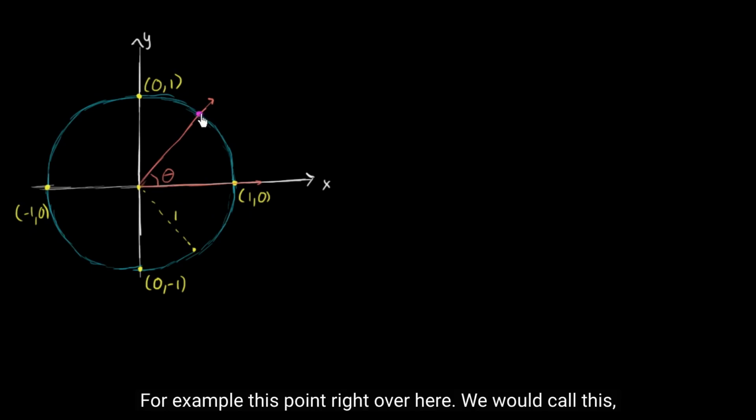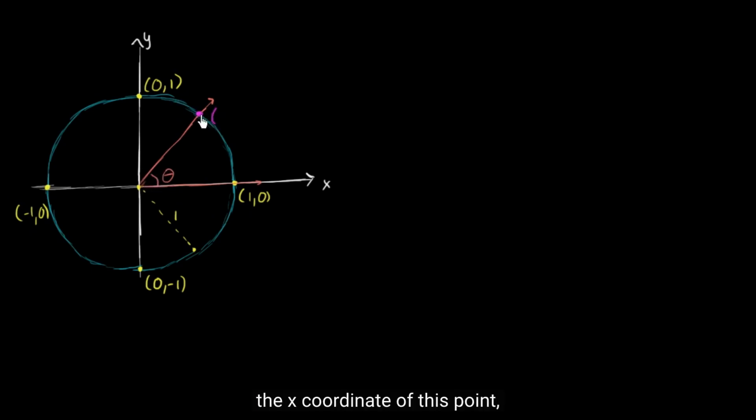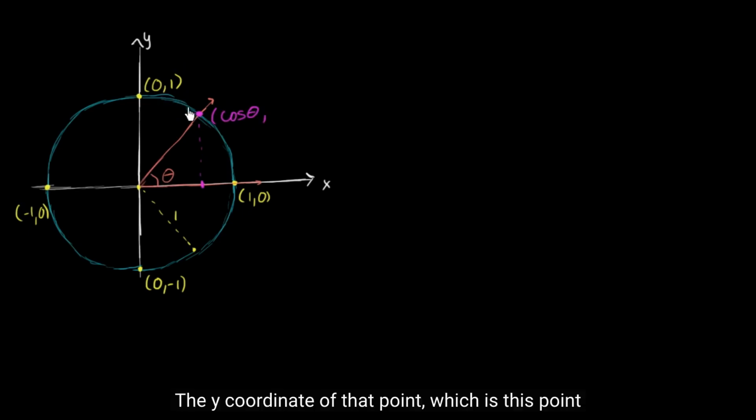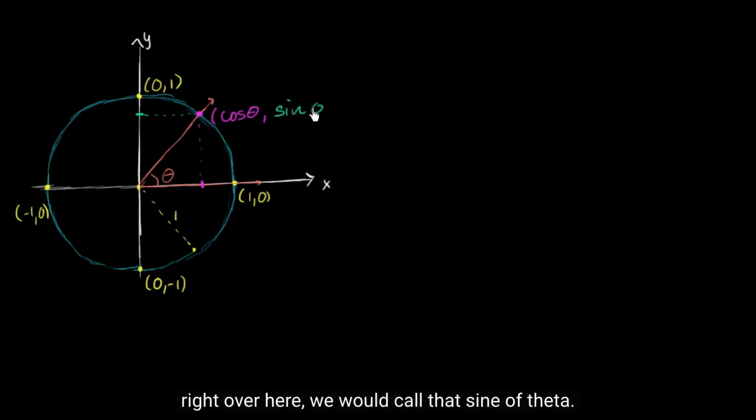So for example, this point right over here, if we would call this the x-coordinate of this point, so this value right over here, we would call that cosine of theta. And the y-coordinate of that point, which is this point right over here, we would call that sine of theta.